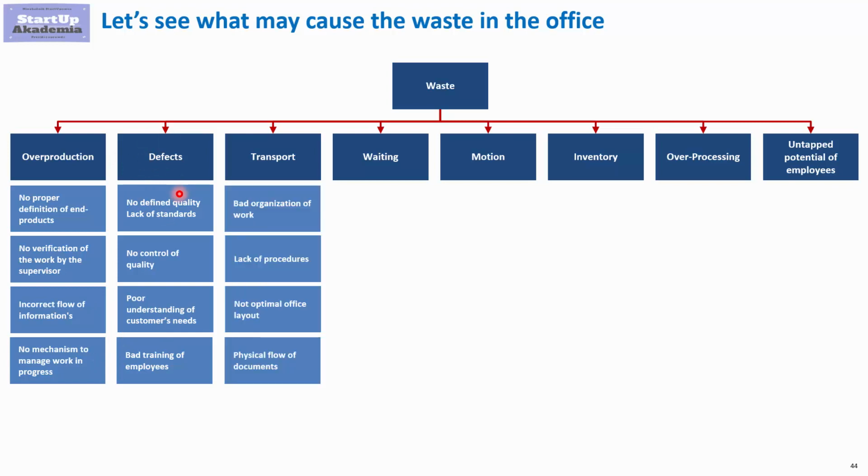Now, the transport is mainly caused by bad organization, lack of procedures, and obviously the office layout. To a large extent, also transportation is caused by physical flow of documents. So the physical flow of documents produces a lot of documents that have to be moved from one place to another. Once you get rid of that, you actually reduce drastically the waste related to transportation.